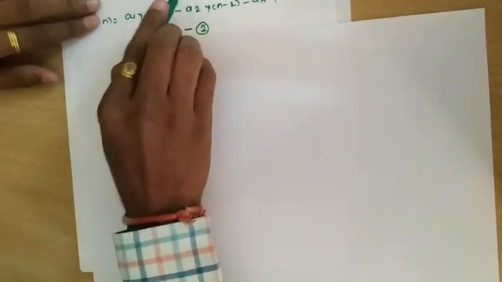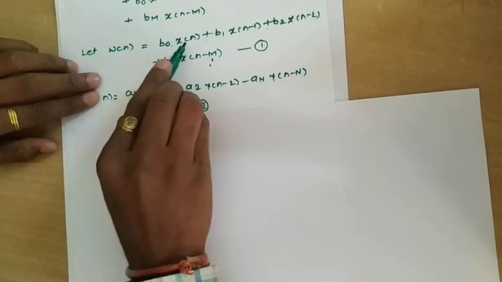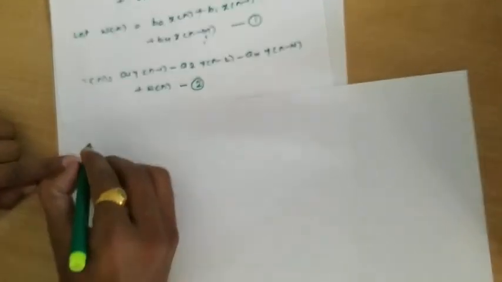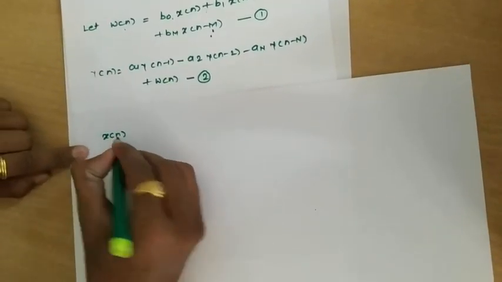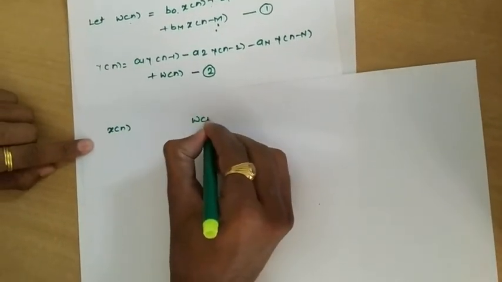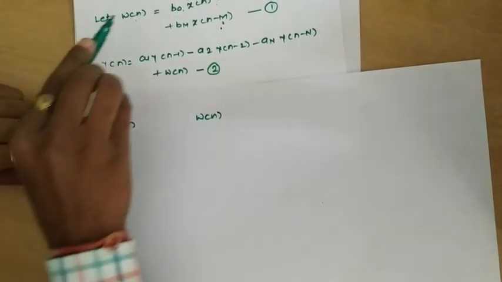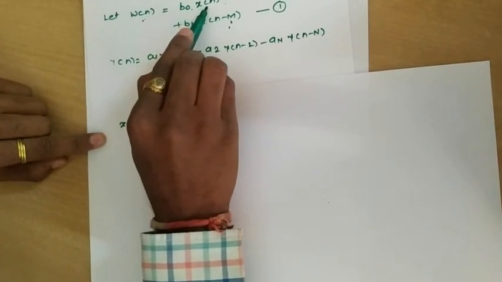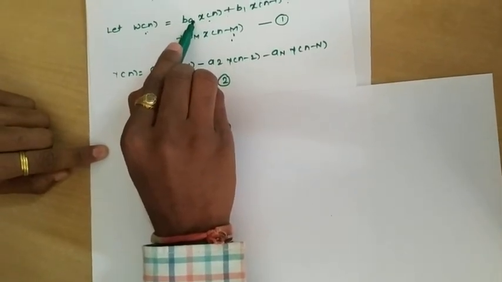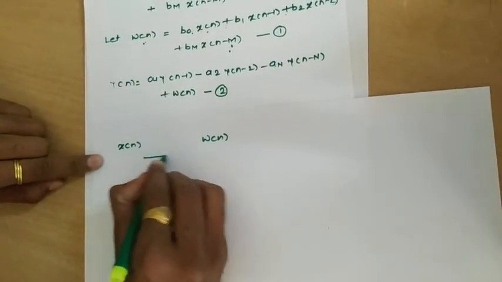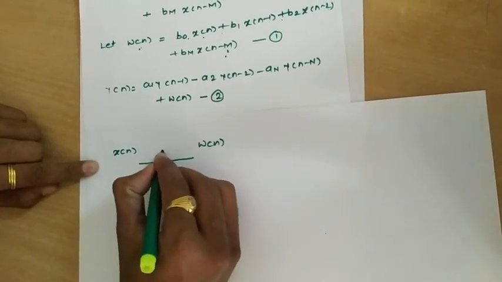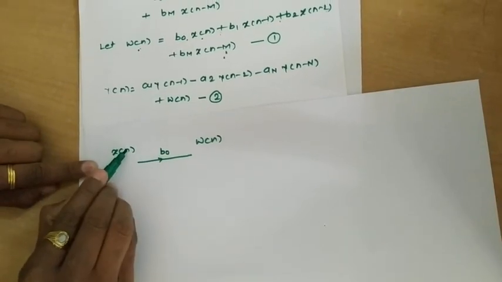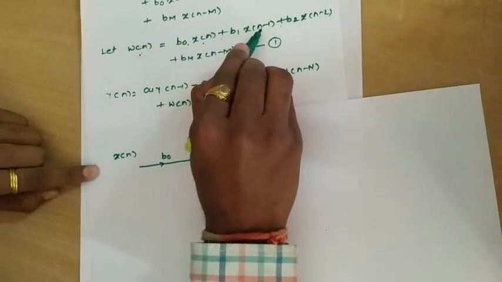As far as this equation is considered, x of n is input and w of n is output. So I'm writing this term. This side I am writing input as x of n and here we'll assume that output is w n. As far as this equation is considered, w n is equal to, first term it is b naught into x n. So we need one multiplier. So we'll take one multiplier. The coefficient is b naught. So w n becomes b naught into x n plus next term is x of n minus 1.